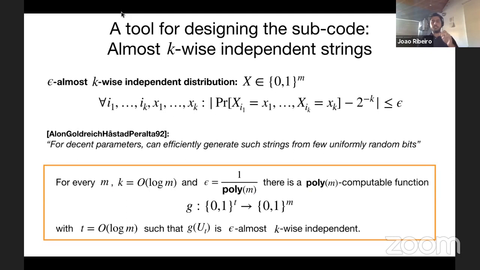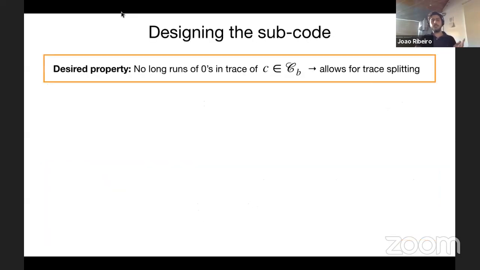A more specific result is below, but in essence, there is an efficient generator that takes t uniformly random bits, where t is logarithmic in the size of the string that you want, and outputs a longer, almost k-wise independent string. Of course, it's not very clear how we're going to exploit this, but I'm going to get to it now. The property that we want is no long runs of zeros in the trace, because this allows for this trace splitting or trace alignment.